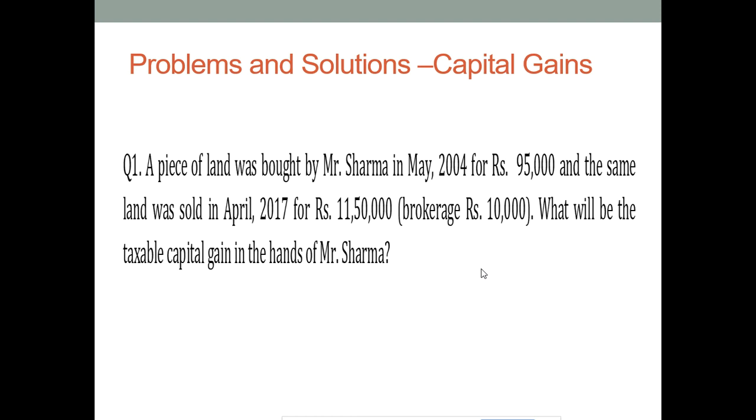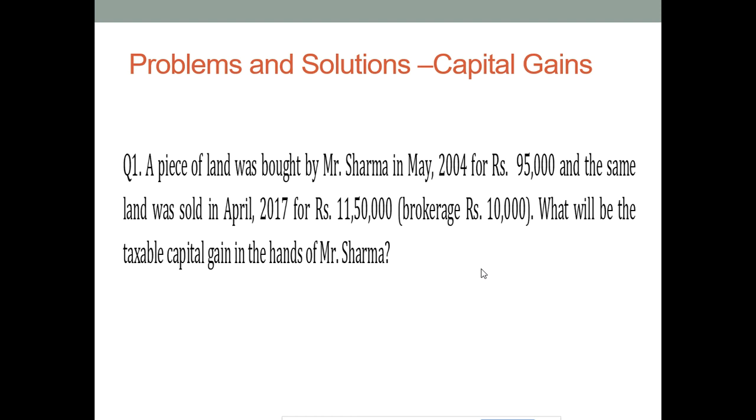A piece of land was bought by Mr. Sharma in May 2004 for rupees 95,000 and the same was sold in April 2017 for rupees 11,50,000, where he has paid a brokerage of rupees 10,000. The question is, what will be the taxable capital gain in the hands of Mr. Sharma?